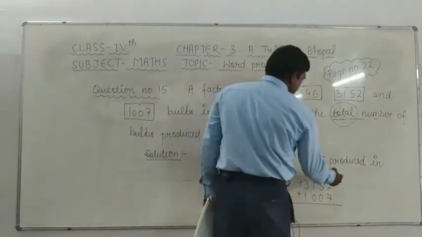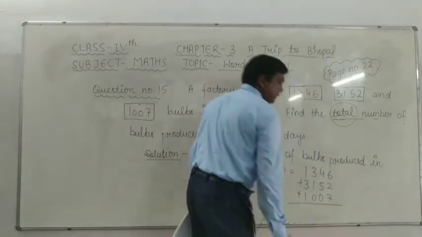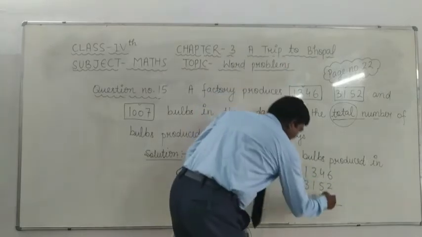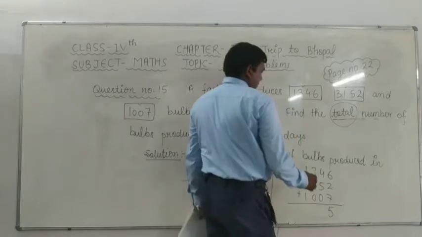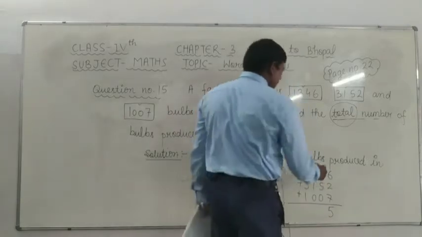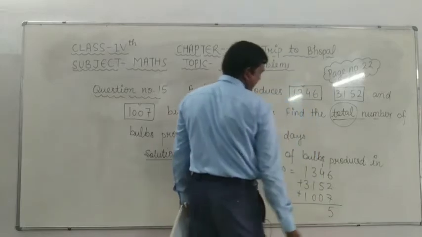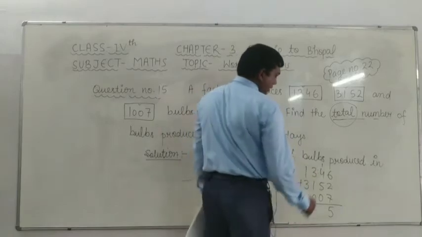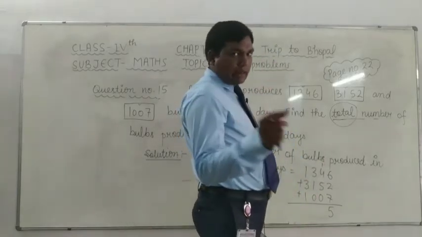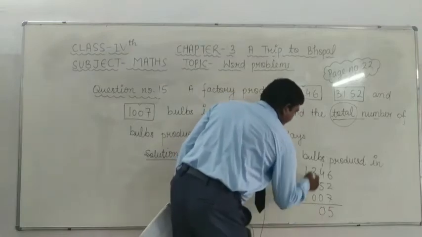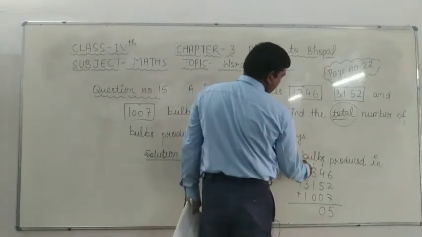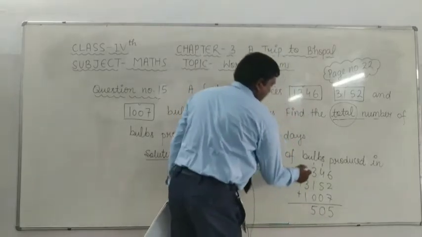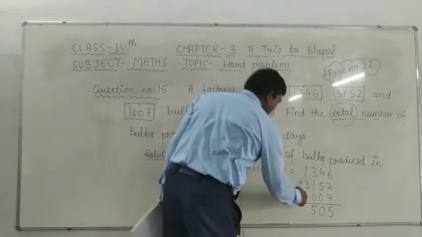Look, 6 plus 2 is 8, 8 plus 7 is 15, 15 means write 5 and carry 1. Dear students, please keep in mind that here we get carry 1, so here we write 1. 5 plus 4 is 9, and 9 plus 1 is 10, 10 means write 0 and carry 1, so here we write 1. 1 plus 3 is 4, 4 plus 1 is 5, and 1 plus 3 is 4, and 4 plus 1 is 5.